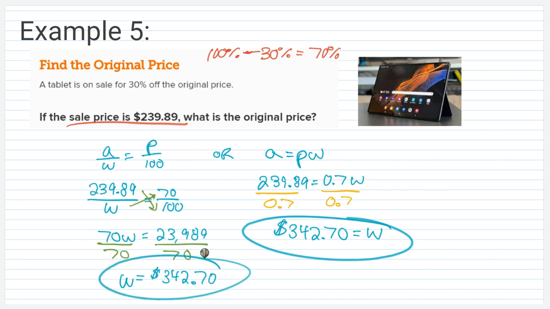So that's it for finding the original price. Hopefully that helps you with that trick of having to take the 30% off the original price to figure out the percent that we're left paying, because that percent that we're left paying is what we have to use in either our proportion or equation to solve for the original price.